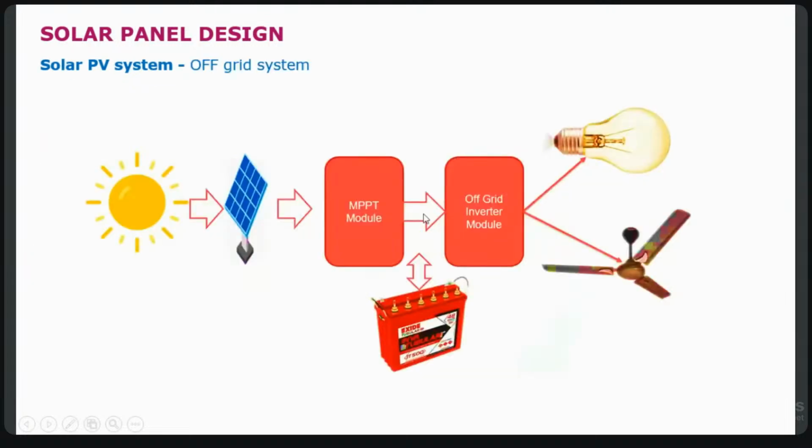So this is the off-grid system. See, the solar panel here is connected to the solar energy, and this PV panel converts solar energy into electrical energy. It is given to the MPPT module, that is the maximum power point tracking module. Next, it is connected to the battery, and the battery to the off-grid load.